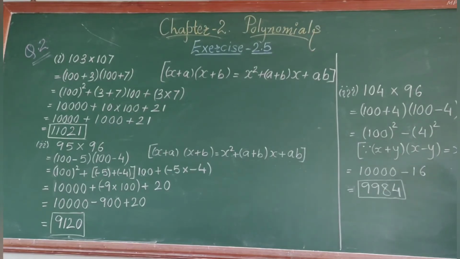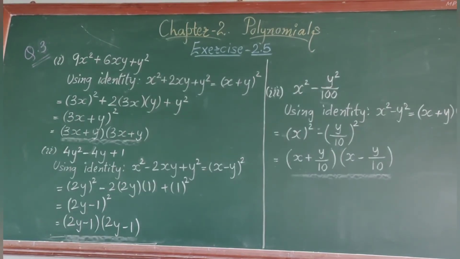Here we will use identity number 3, that is the difference of squares identity. Again, solving here, we get 10,000 minus 16, because the square of 100 is 10,000 and the square of 4 is 16. That is equal to 9,984. So the product of 104 into 96 is 9,984. So this is an easy way: you can use the identities and find the products of given numbers.